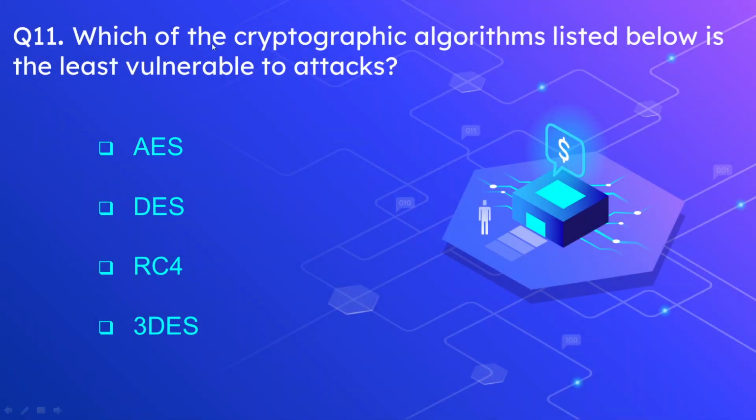Question number 11 is which of the cryptographic algorithms listed below is the least vulnerable to attacks? And the options are AES (Advanced Encryption Standard), DES, RC4, and Triple DES (3DES). DES stands for Data Encryption Standard, and the correct option is AES. So AES is the latest and most used encryption algorithm and is also the most secure.